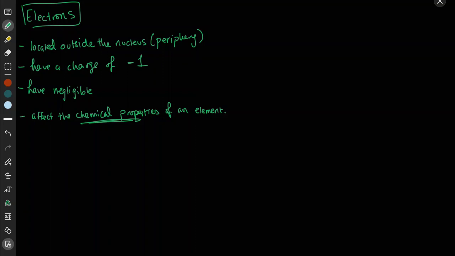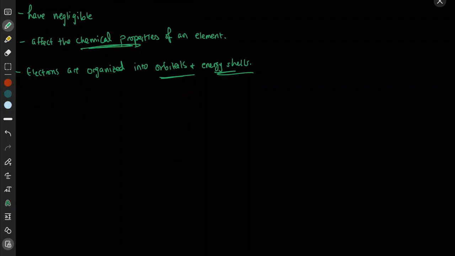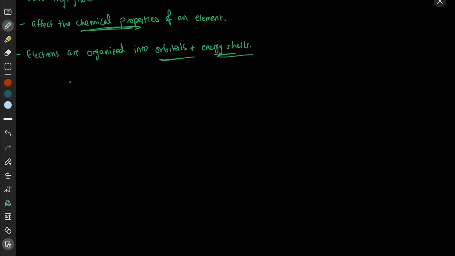So electrons are organized into orbitals and energy shells. That's how they're organized within the periphery, the region outside the nucleus of the atom, right? So let's talk about orbitals. What are orbitals?